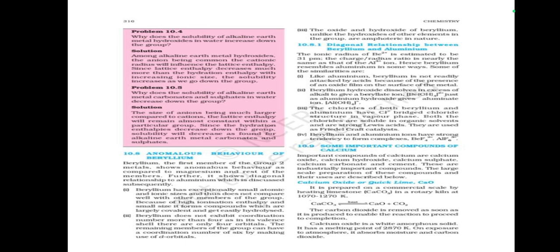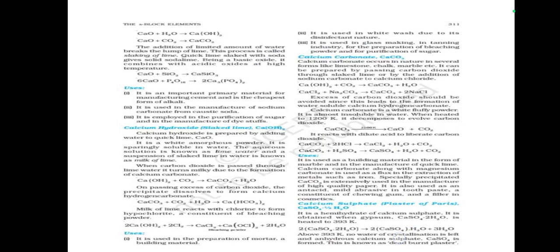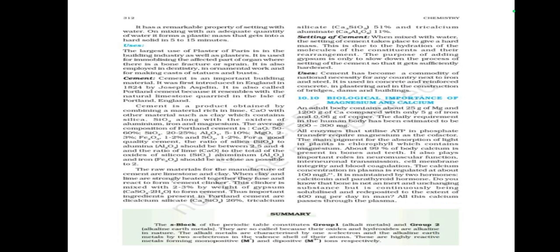Some important compounds of calcium: calcium oxide or quicklime, CaO, uses; calcium hydroxide, slaked lime, Ca(OH)2, uses; calcium carbonate, CaCO3, uses; calcium sulfate, plaster of Paris, CaSO4·½H2O, uses; cement, setting of cement, uses; biological importance of magnesium and calcium.